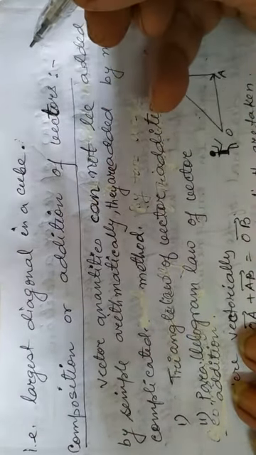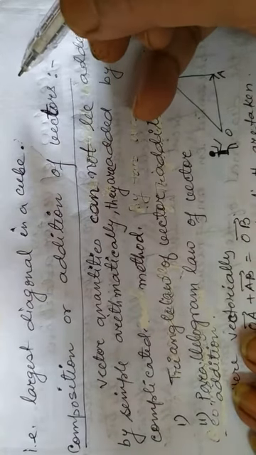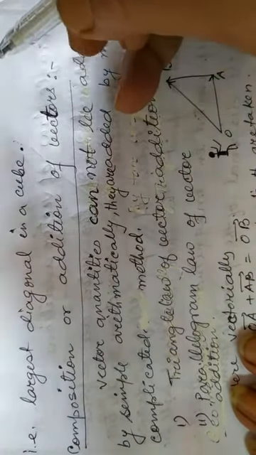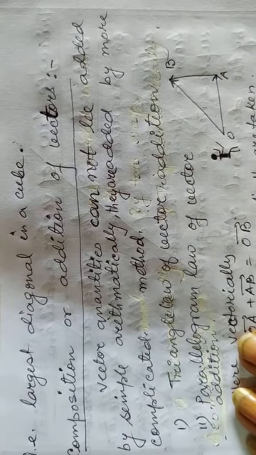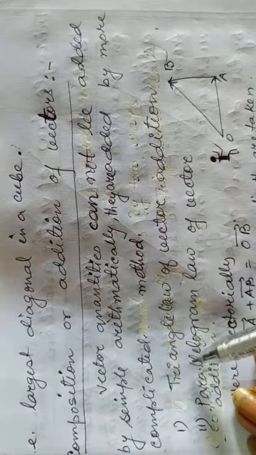Next, composition or addition of vectors. As has been told, vectors cannot be added by the simple arithmetic method. For this some special rules are there, which are called vector addition rules. So they are added by a more complicated method. What are those? One is the triangle law of vector addition. Another is the parallelogram law of vector addition.